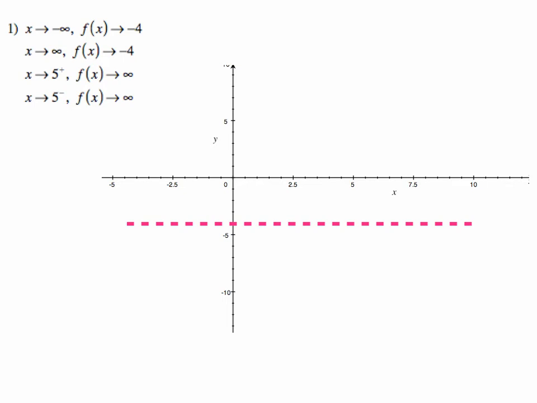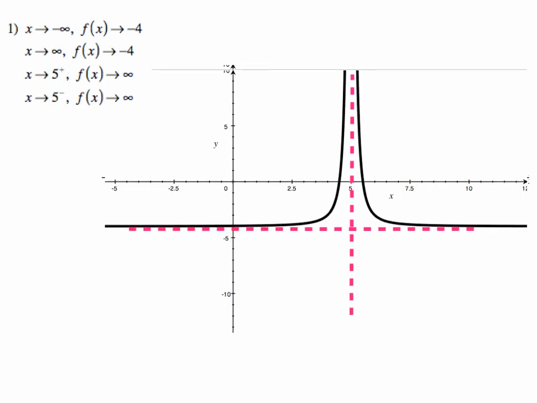For the second 2 expressions, x is approaching 5 from the positive side, your y values are approaching infinity, and x is approaching 5 from the negative side, your y's are approaching infinity. So obviously something's happening where x equals 5, so let's go ahead and draw in another asymptote there. And now all we have to do is guess and check. As x approaches infinity, y is approaching negative 4, and then as it gets closer and closer to 5, it goes to infinity, and same with the other side.